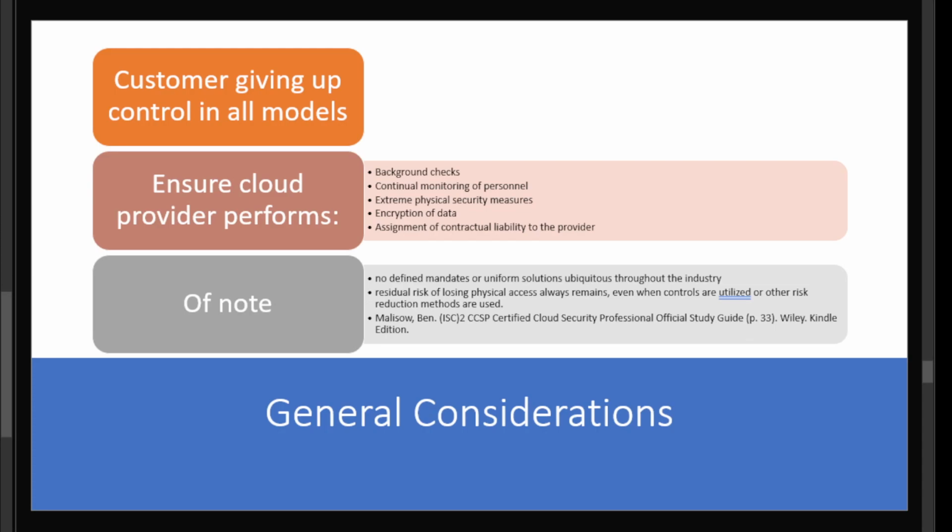And the assignment of contractual liability to the provider. So this is during the SLA process. The cloud provider should have some contractual liability. This helps protect the customer as well. Since they are liable for all of the data, they still need some protection from the provider. So of note, there are no defined mandates or uniform solutions ubiquitous throughout the industry. The residual risk of losing physical access always remains, even when controls are utilized or other risk reduction methods are used. This is from the book as well.